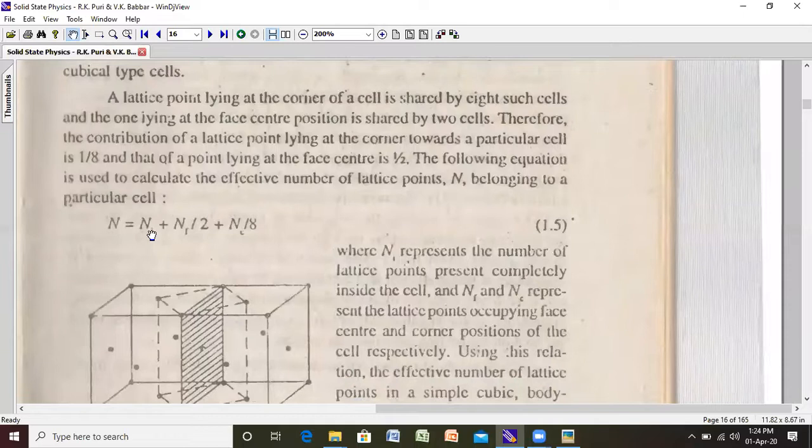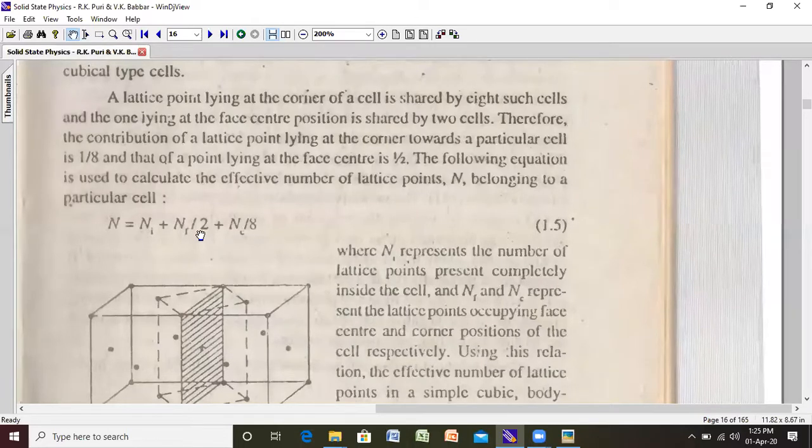N is equal to Ni plus Nf by 2 plus Nc by 8. N is the total number of effective points. Ni is the number of points which are at the center. I represents the interior. Nf is the number of points at the face divided by 2. Why divided by 2? Because each face is shared by 2 unit cells. If this is one box and this is the other box, then the middle face is shared by this unit cell as well as that unit cell.